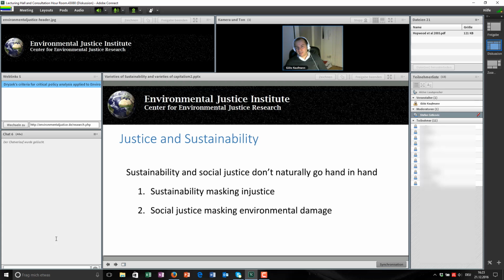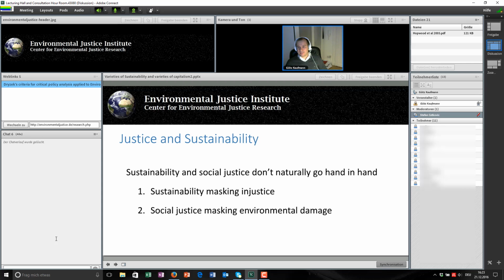So a lot of sustainability debates, as Hopwood explains, are masking injustice in the society. And when we look at the Brundtland report, it in particular refers to intergeneration justice, but not intra-generation justice, which would mean distributive justice within the existing society, but rather focused on the idea of future societies or future generations which should have the same chance as we do now.